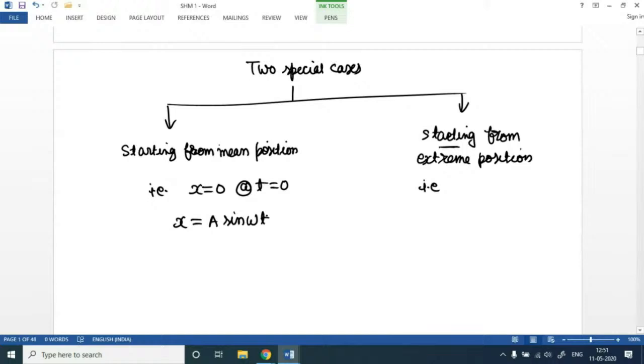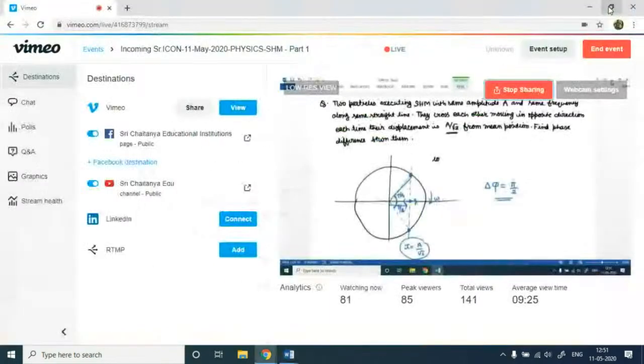Let me figure out what has happened here. I'm not able to write properly. So x is equal to a sine omega t we can write, and here starting from extreme position, you should realize at t is equal to 0, we are having x is equal to say plus a. So we will be representing it as x is equal to a cos omega t, right? I don't know what has happened.